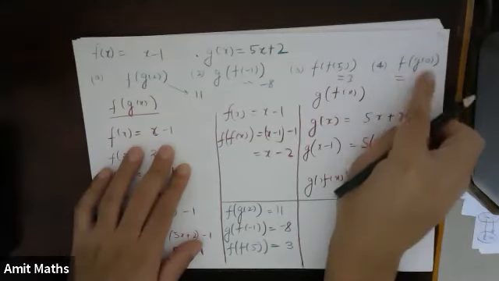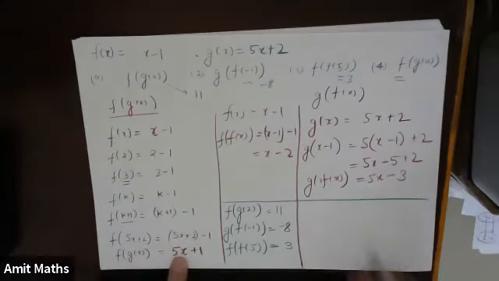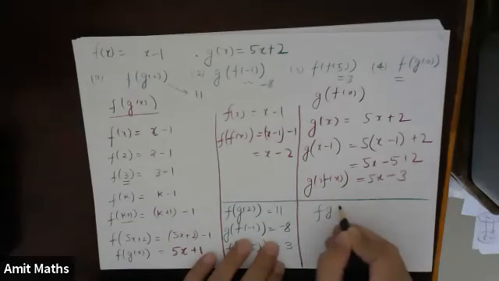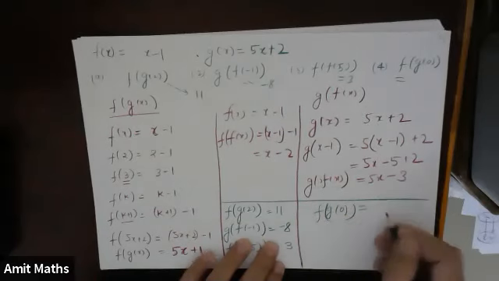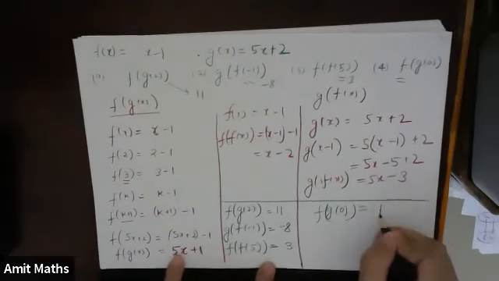And this is f of g of 0. f of g of x is 5x plus 1. So f of g of 0 will be equal to 5 into 0, which is 0, plus 1. So this is equal to 1.